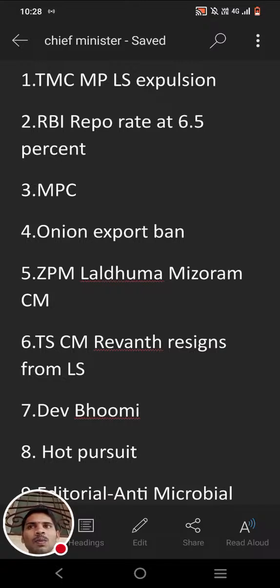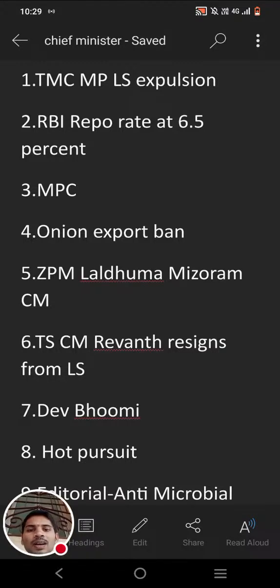Mahua Moitra has been a very good parliamentarian, raising critical questions on the government. Nowadays, we can see many of our MPs coming and sitting without asking any questions to the government, which is not good for the democracy, not good for the people. Okay, now we move on to the next article.